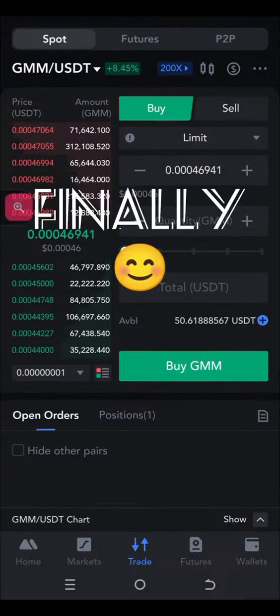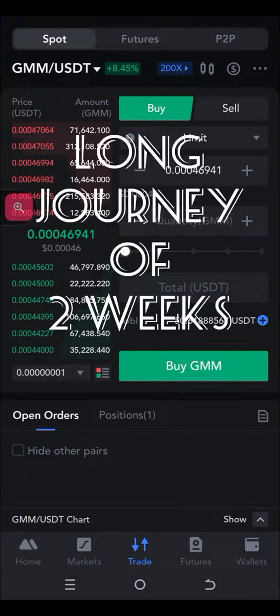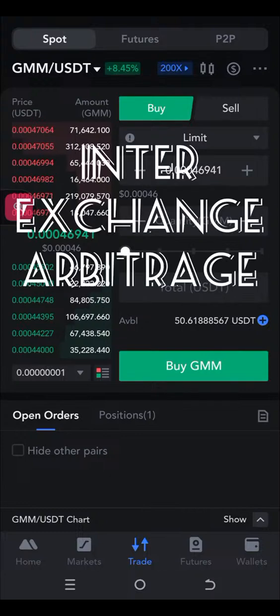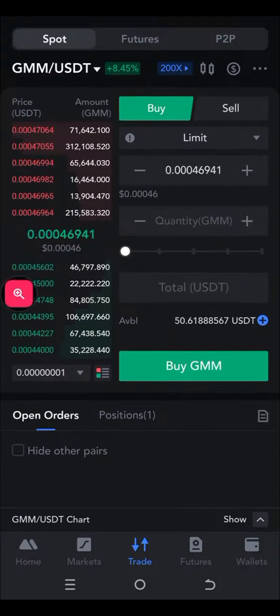Finally, it has finally executed. Wow. Oh, this was a long journey, 2 weeks to be precise. This is inter exchange arbitrage, and it's quite unfortunate that this didn't actually execute immediately, because immediately I came from its source and I landed here, it just started going down. Really terrible. Well, thank God it has finally executed.